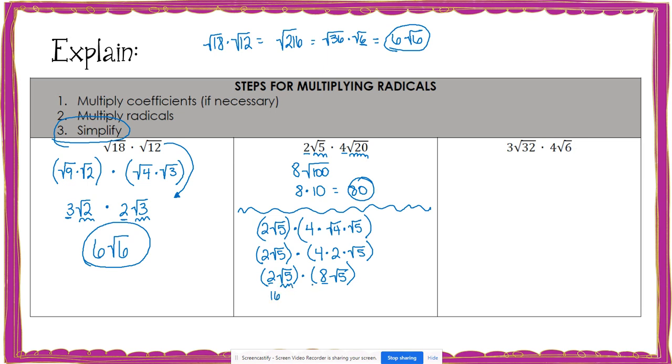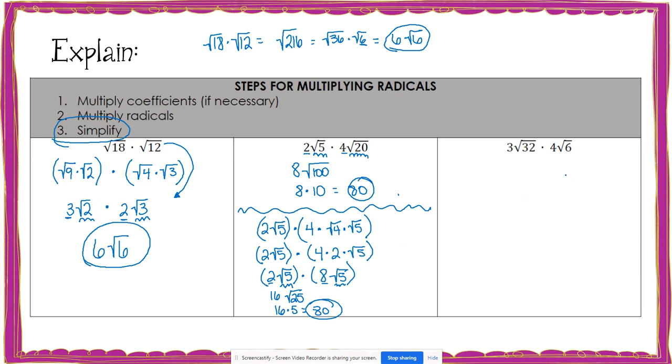Then I'm going to multiply the square root of 5 times the square root of 5. Well, the square root of 5 times the square root of 5 gives me the square root of 25. But this can also be simplified because 25 is a perfect square. The square root of 25 is 5, so this really says 16 times 5, which equals 80. It is your choice of whether you want to go ahead and just multiply straight out or whether you would like to simplify first. Sometimes, certain problems, it's easier to do one thing or the other.